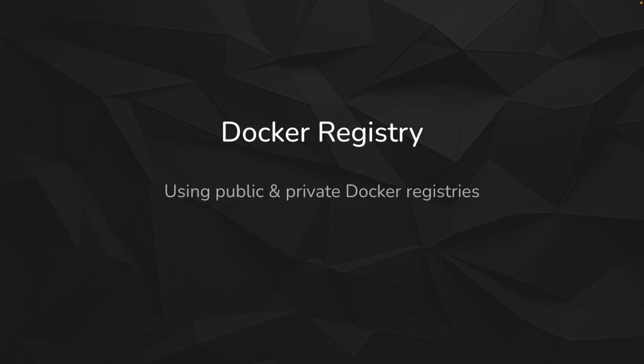A Docker registry is like a cloud-based library or repository where Docker images are stored. You can think of it as the application store for container images. You can push your own images in there and pull images that other people have built. The most popular and default registry used by Docker is Docker Hub.